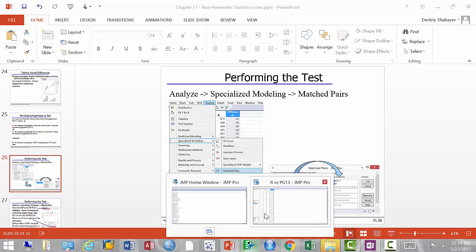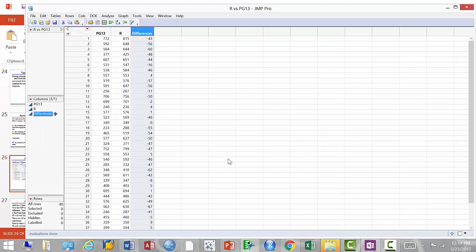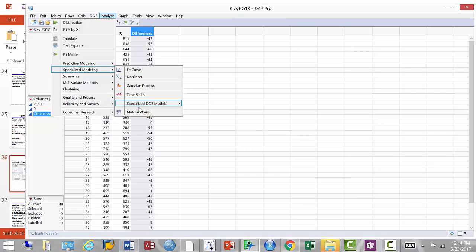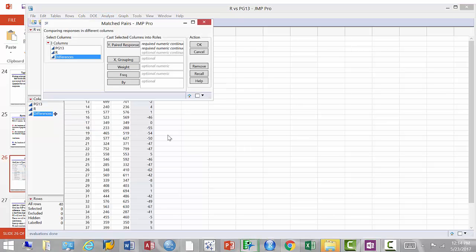So I do the test in pretty much the same way as I did the test for matched pairs when the distribution of differences was normal, using the same exact menu. I go to Analyze, then Specialized Modeling, and at the bottom of this menu I have Matched Pair right there. Now I have to bring them into the Y, because you can see I need two things in the Y responses: my column number 1, PG-13, and my column number 2, R.